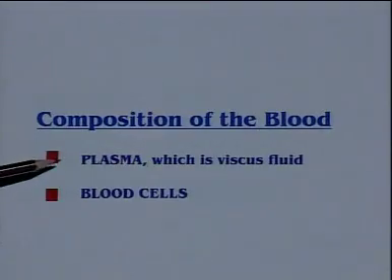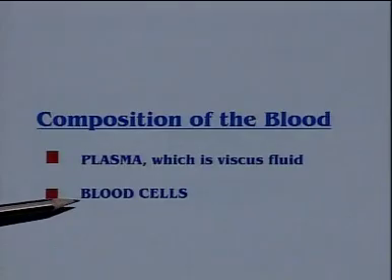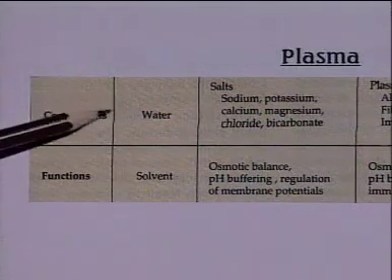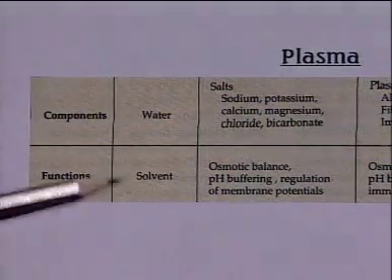Here is the plasma, which is a viscous fluid, and second is the blood cells, which I have already shown you. Now let's study the structure of plasma and blood cells in detail. First of all is the plasma. Plasma is the fluid portion of the blood. It is a dilute salt solution. An analysis of it shows that about 90% of it is water, which acts as solvent.